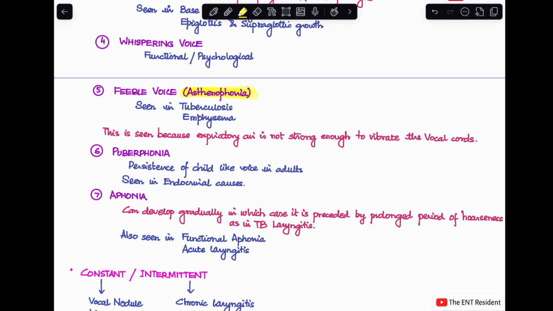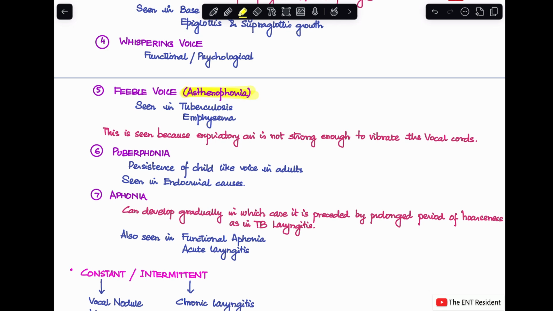Puberphonia is a persistence of a childlike voice even in adulthood, and this is seen more commonly in some endocrinal cases. Last characteristic is aphonia, which can develop gradually, in which case it is preceded by a prolonged period of hoarseness, like in TB laryngitis.